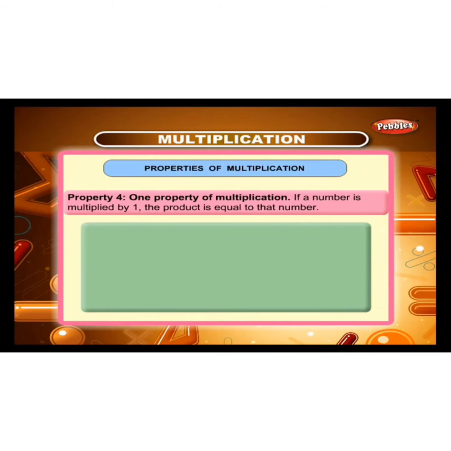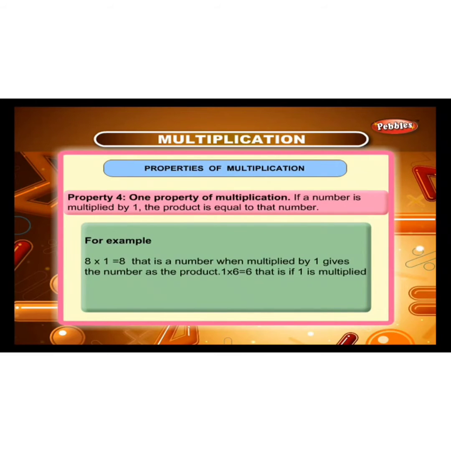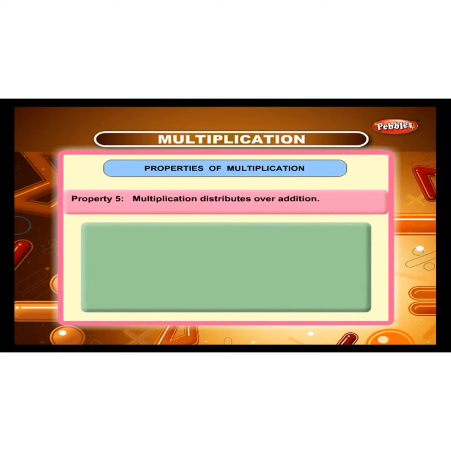Property 4. One property of multiplication. If a number is multiplied by 1, the product is equal to that number. For example, 8 into 1 is equal to 8, that is, a number when multiplied by 1 gives the number as the product. 1 into 6 is equal to 6, that is, if 1 is multiplied by any other number, it also gives the product as 6.